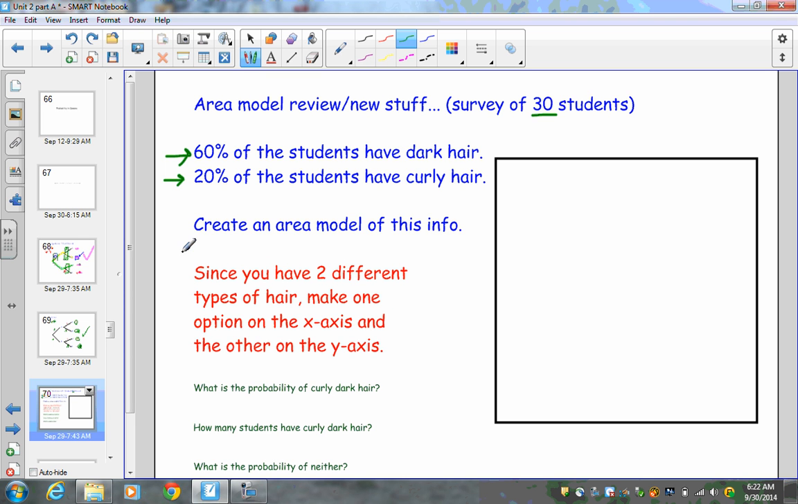All right, now here I wrote a little hint. Since you have two different types of hair, make one option on the x-axis and the other on the y-axis. Now, if you remember, going back to our days of geometry or algebra plotting points, this right here is your x-axis. And then, of course, the vertical line would be your y-axis. All right. Now, just pure choice here, I'm going to make the dark-haired people be on my y-axis, which means my curly, and I'm writing with my mouse again, so it's going to look weird, on my x-axis.